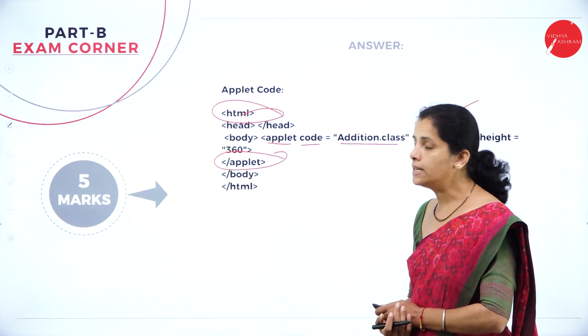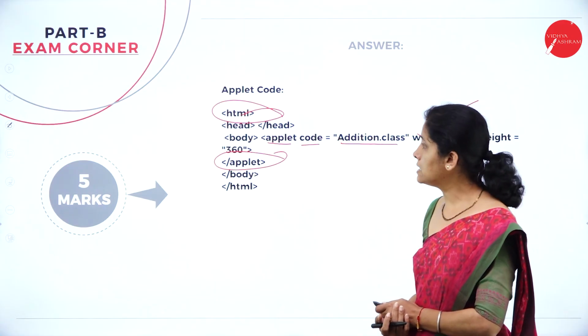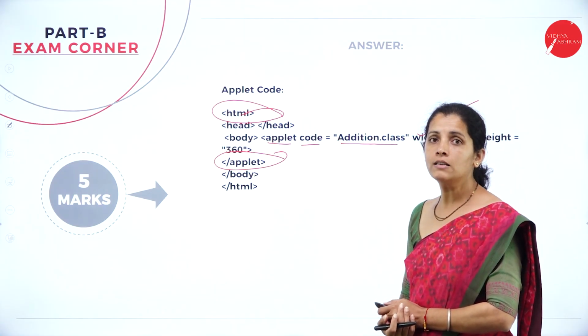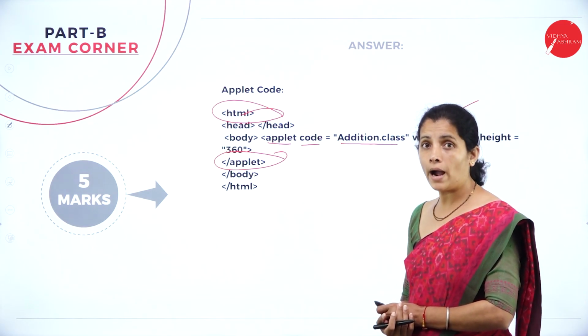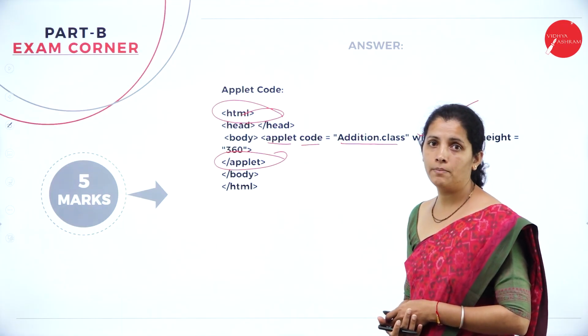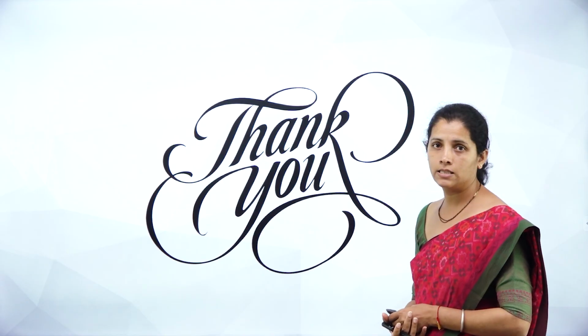Okay, dear student, this is all about the model question paper. If I consider the Java model question paper, it's only for 60 marks. Under part A, 45 marks. Under part B, 15 marks. So, in total it is 60 marks.